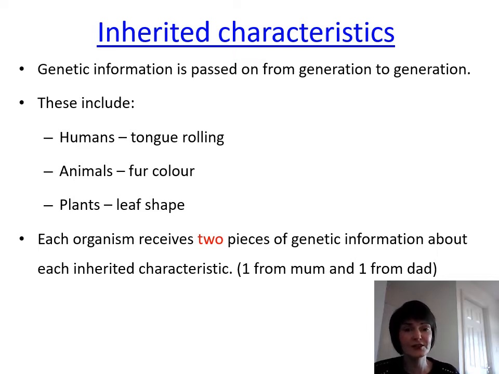So each organism, whether you're a human, animal or plant, has to receive two pieces of genetic information about each inherited characteristic. So I got my information for rolling my tongue: I got information from my mum and I got information from my dad that allows me to then roll my tongue.